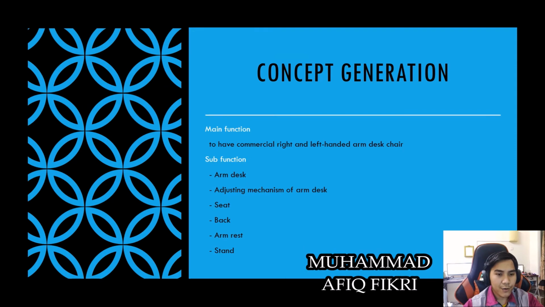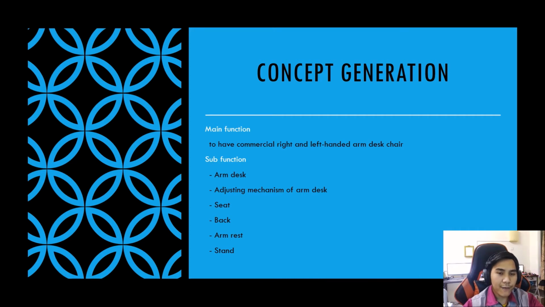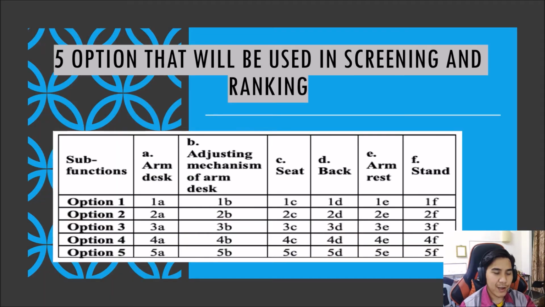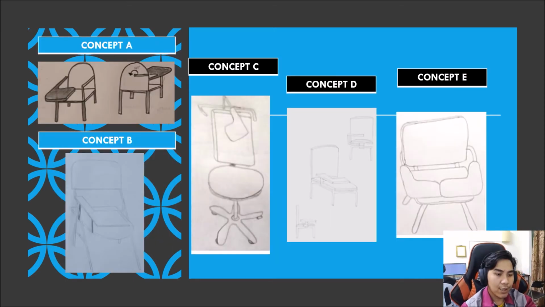Next is concept generation. The main function of this is to have a commercial right and left-handed arm desk chair. Then we identify its sub-functions. The sub-functions are arm desk, adjusting mechanism of arm desk, seat, back, armrest, and stand. Using a morphological chart, we generate 5 options for the sub-functions. The 5 options that we identified will then be used in screening and ranking. These are 5 sketches that we drew based on options that are available in the morphological chart.